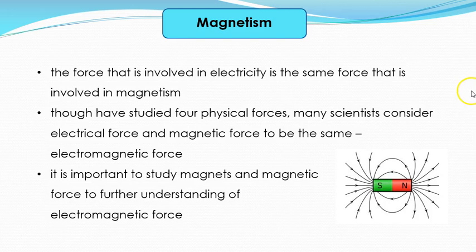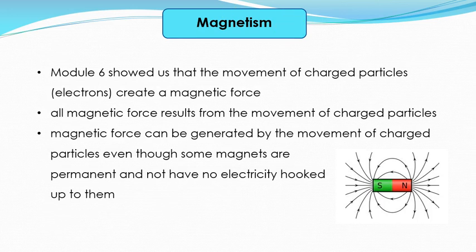We have studied 4 physical forces, and many scientists consider electrical force and magnetic force to be the same, so they consider there to be only 3 physical forces, the third force being electromagnetic force. It's important to study magnets and magnetic force to further understanding of the electromagnetic force.